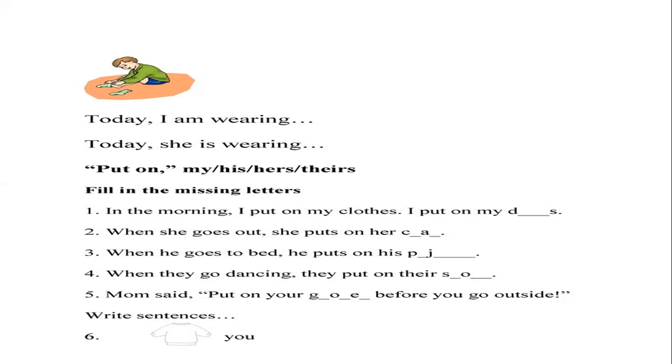Sentence number two, she goes out, she puts on her cap. O puede ser, yes, her cap. Cuando ella sale, se pone su gorra, ¿verdad? When he goes to bed, he puts on his pajamas. Cuando él va a la cama, él se pone su pijama. When they go dancing, they put on their shoes. Cuando ellos van a bailar, ellos se ponen sus zapatos. Mom said, put on your gloves before you go outside. Mamá dijo, ponte tus guantes antes que salga, ¿verdad?